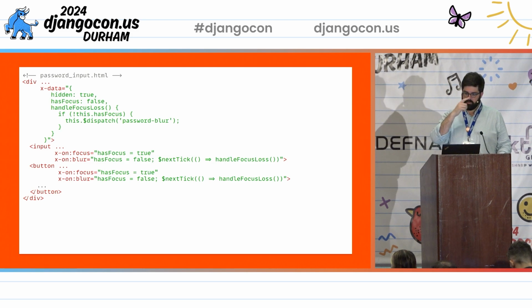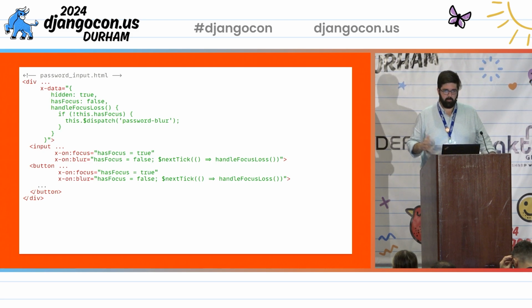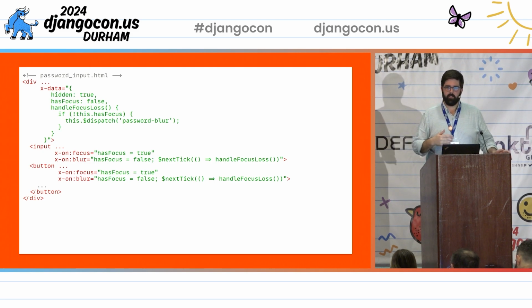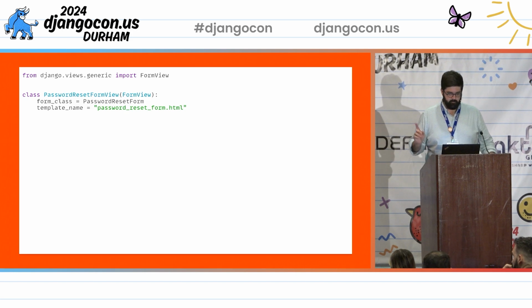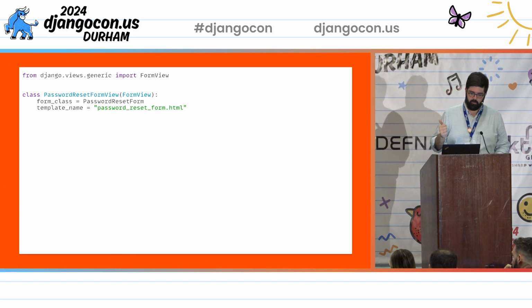And then on the two inputs, the input and the button, we're going to do the XON event, and we're going to say if we focus on the input or the button, it's true. And if we blur or we go away from the input, we're going to set the focus as false. And then on the next tick, the next rendering cycle, we're going to go ahead and call that handler. And if our input and our button have both lost focus, then we'll just trigger that, dispatch that event. We do need to adjust our form view, though.